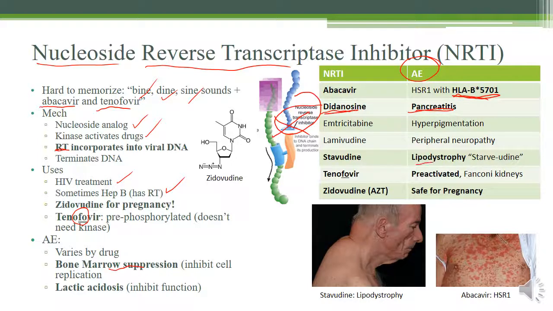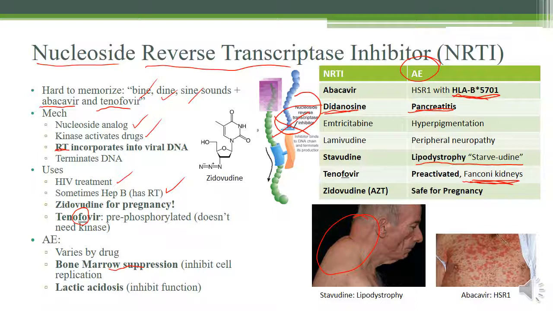Stavudine can cause lipodystrophy. It sounds like "starve" or stavudine, and it can cause this lipodystrophy, or just fat buildup, skinny arms, and then just this fat buildup around your neck. Tenofovir is pre-activated, but it does have a strange symptom in that it can cause Fanconi syndrome. You lose a lot of the nutrition, like amino acids, from your kidneys when you have Fanconi syndrome. And you'll learn more about that in renal.